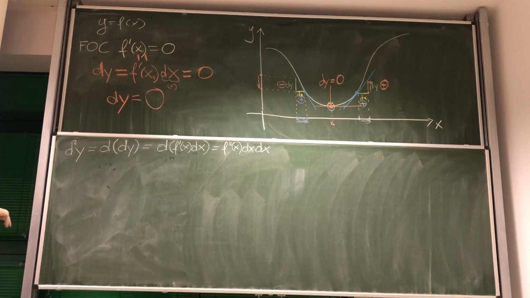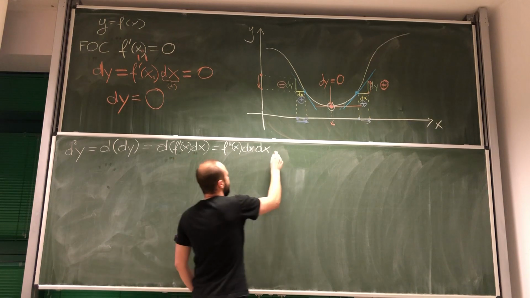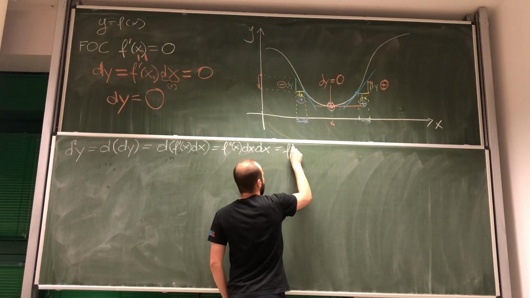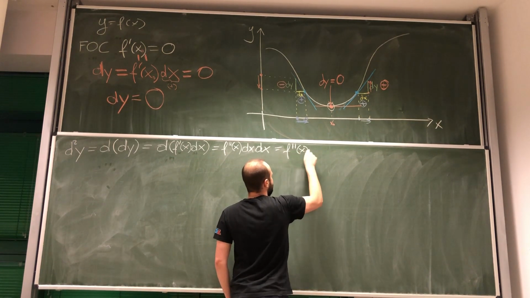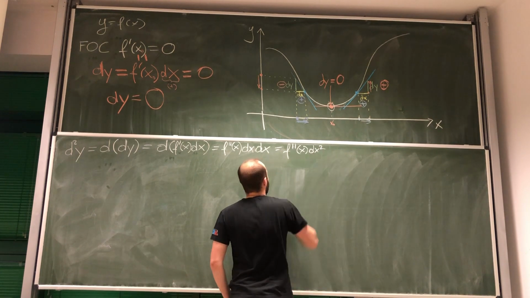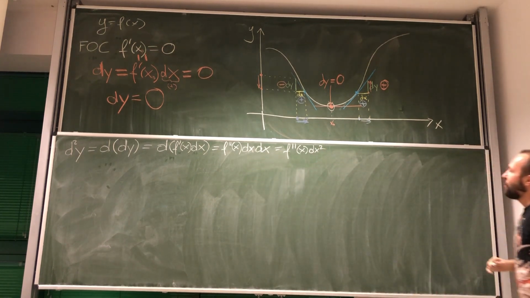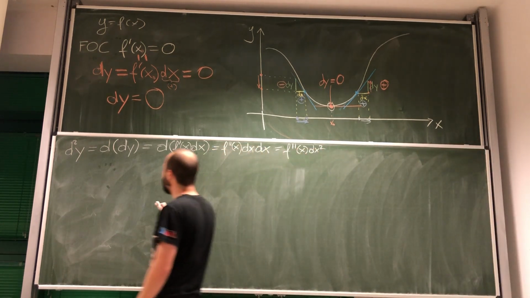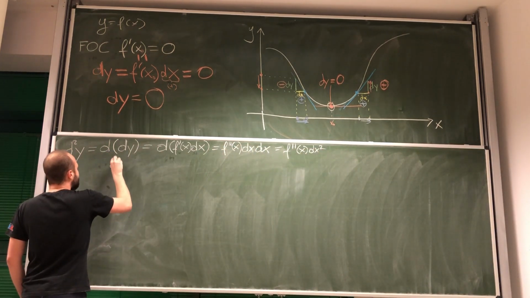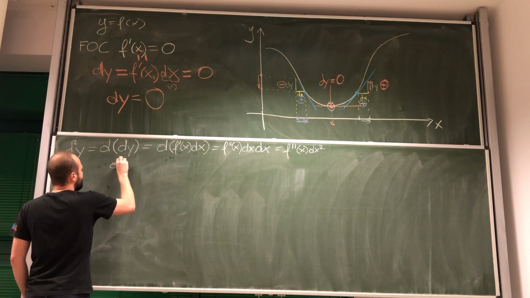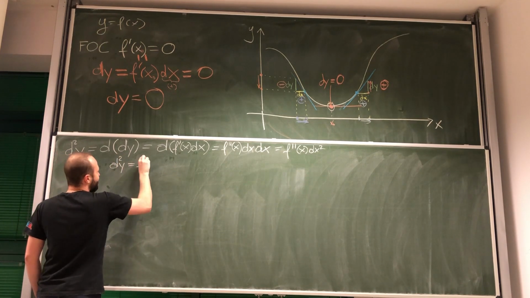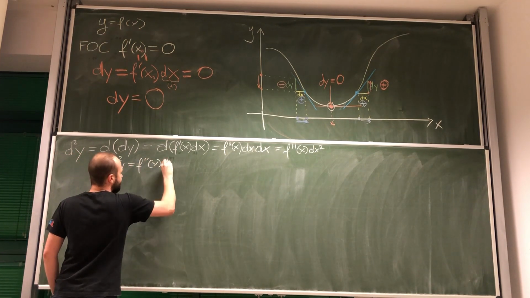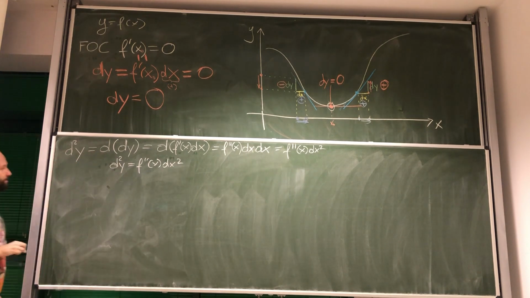And to simplify this, because we have dx, why not write it as f double prime of x dx squared. Okay, so look, what we are getting from this is that the differential d squared y is equal to f double prime of x dx squared.